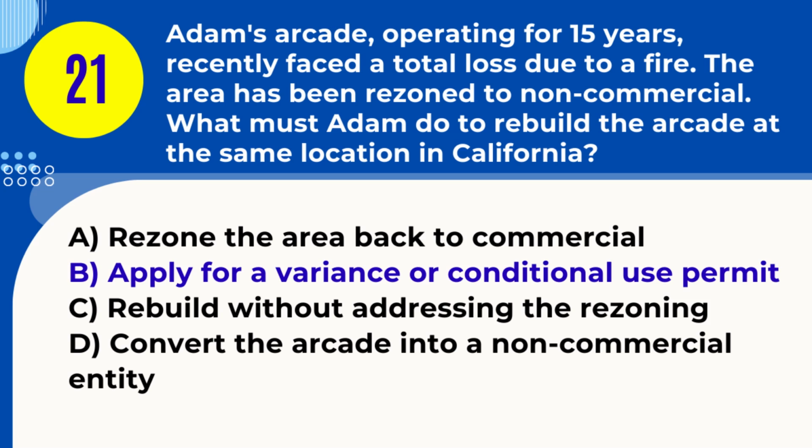Answer: B. Apply for a variance or conditional use permit. Explanation: to rebuild the arcade in a non-commercially zoned area, Adam would need to apply for a variance or a conditional use permit, which allows for exceptions to zoning regulations under certain conditions.